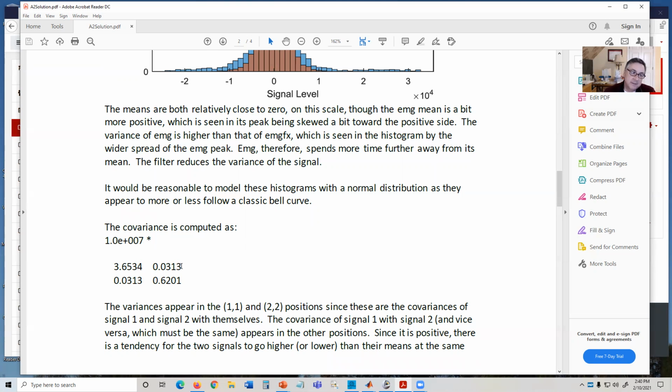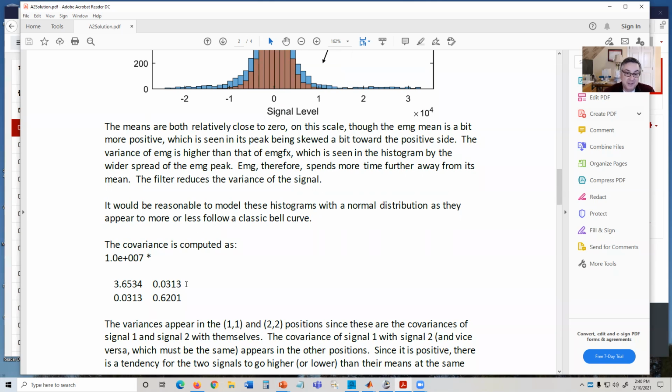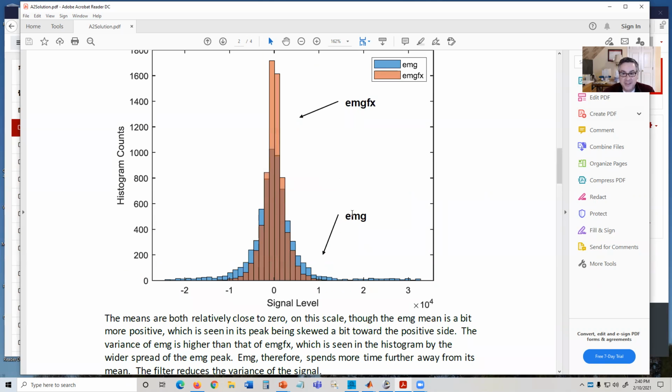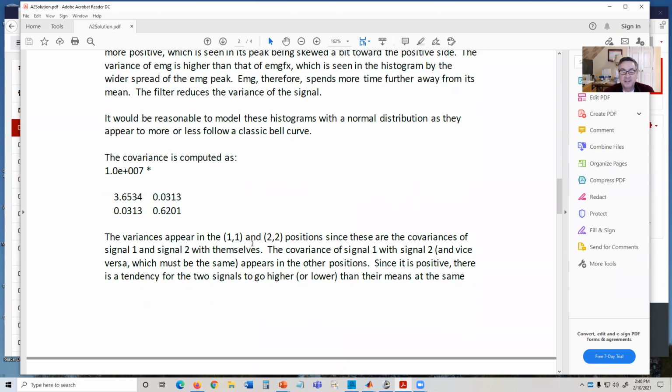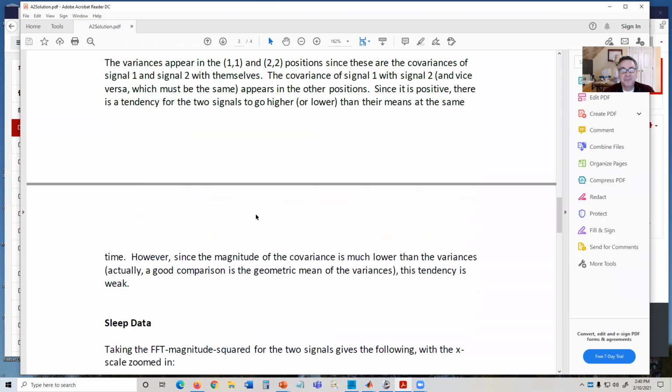And if it's that weak, you might be justified in considering them to be independent of one another, which seems counterintuitive, okay? Because this, or fx, is a filtered version of this. So it seems like there should be a relationship, but there is a catch to that we're going to explain next time we meet. Okay.